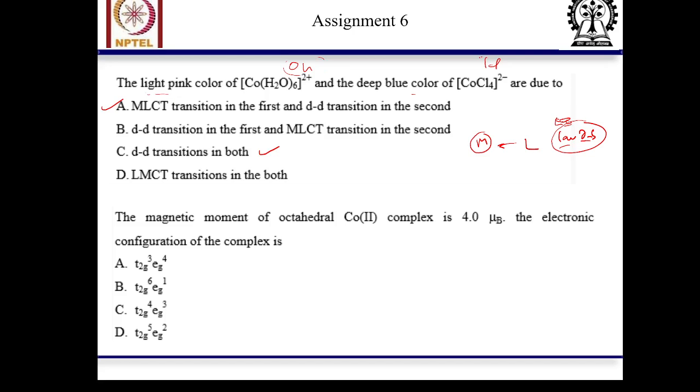Okay, so the next question: the magnetic moment of octahedral Co2+ complex is 4 mu B. The electronic configuration of the complex is? Why d-d transition in [Co(H2O)6]2+? Okay, so Co2+ is what? d7. So we have electrons like this: 1, 2, 3, 1, 2, 3, 4, 5, 6, 7. This electron can transfer from here to there. That is the d to d electron transfer, that is the d-d transition. Right? So the magnetic moment of octahedral Co2+ complex is 4 mu B. What should be the electronic configuration of the complex?